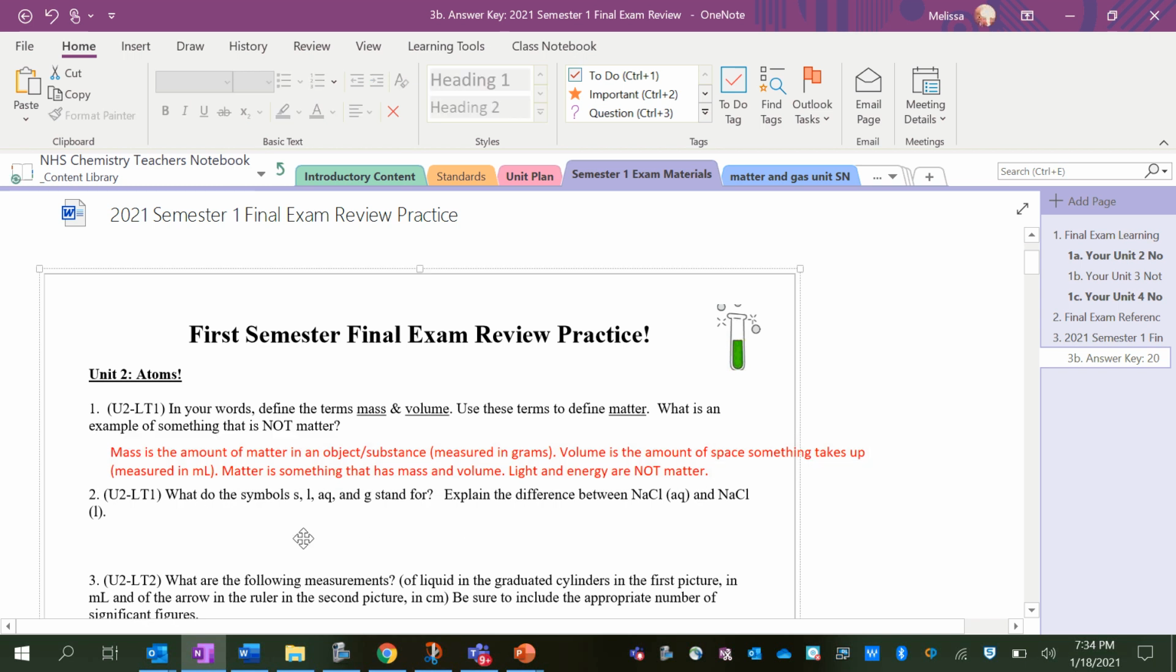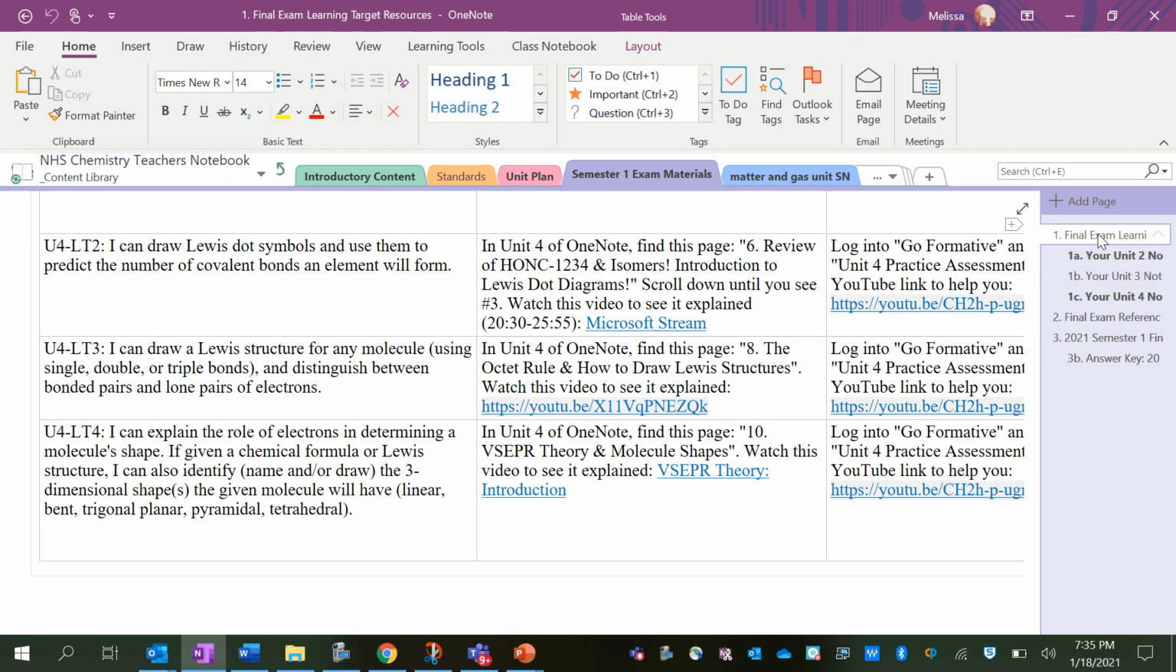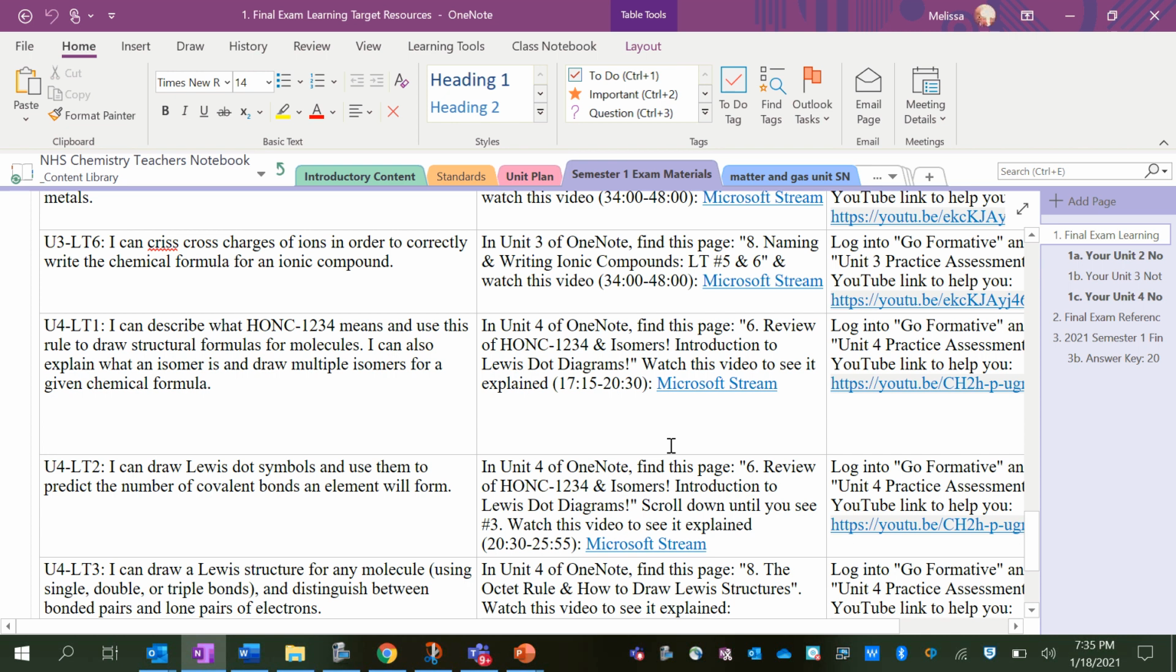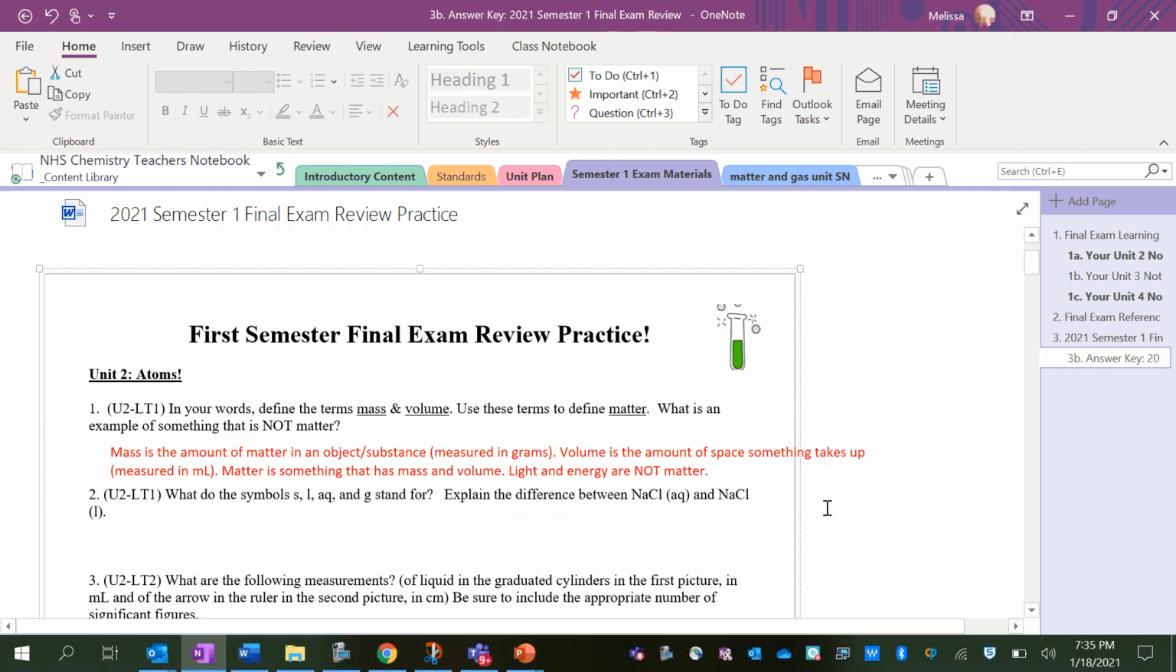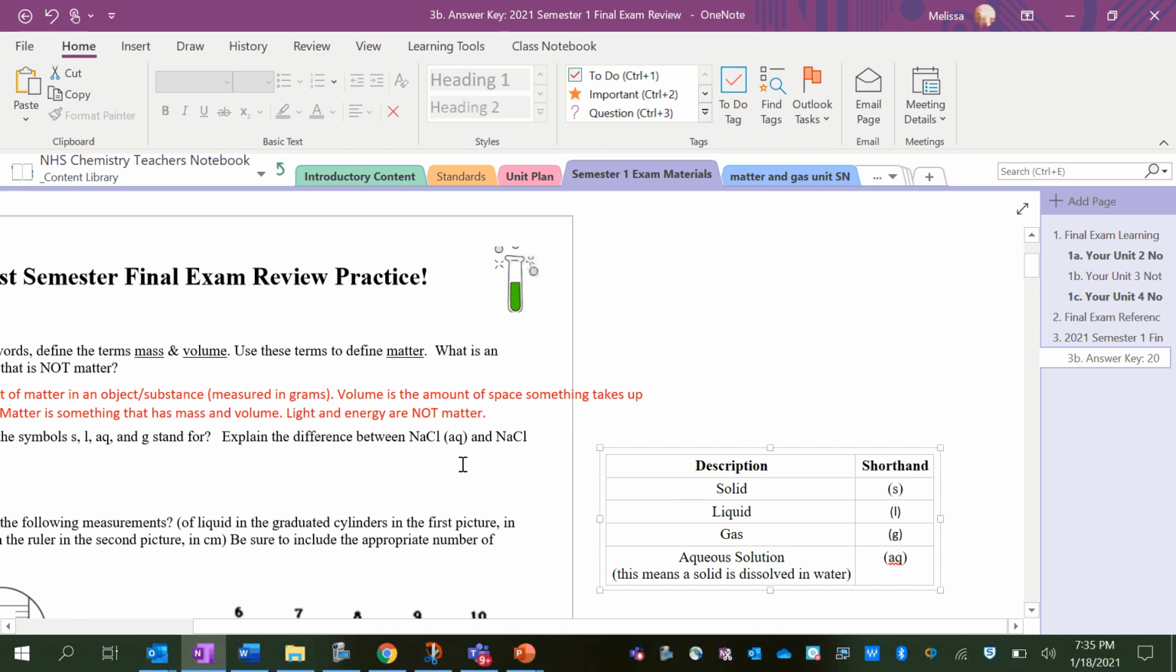What do the symbols S, L, AQ, and G stand for? And then explain the difference between NaCl(aq) and NaCl. Well, in your final exam learning targets page, there's actually a little table here that I'll paste off to the side. So those are the shorthand symbols for solid, liquid, gas, and aqueous solution.